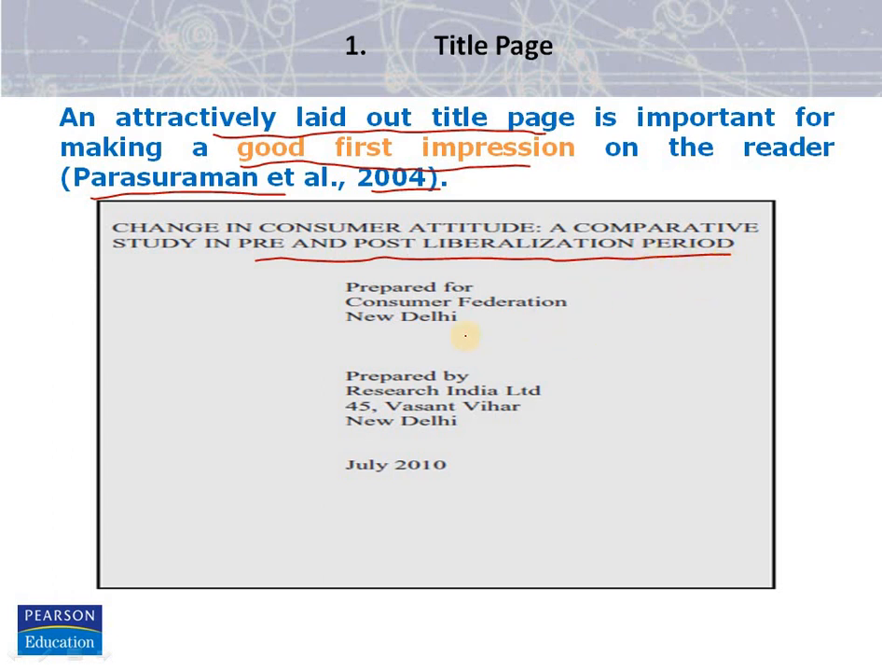The title page should also include the researcher's name. If there is a funding agency, or if any organization is sponsoring, then the organization's name and the year of study, the year of writing the report, should be included. So the title page should include the title, prepared by the researcher and any sponsoring agency, and the date and year of writing the report.